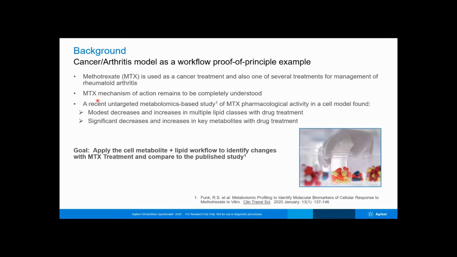Recent studies have indicated that methotrexate causes modest decreases in relative abundances of multiple lipid classes and both relative increases and decreases in key metabolites. Thus, we aim to apply the dual metabolite plus lipid sample prep workflow in combination with LC-MS data acquisition and data analysis to the assessment of the impact of methotrexate treatment on K562 leukemia cells. The results were compared to a recently published study by Funk and colleagues.